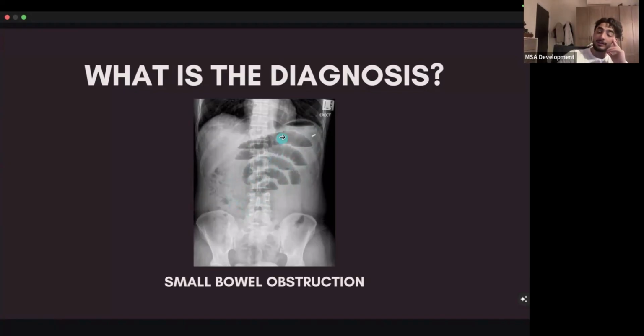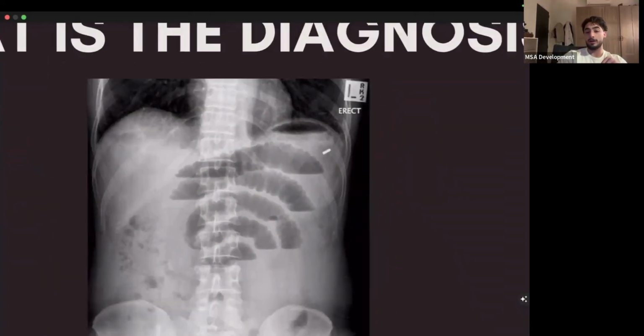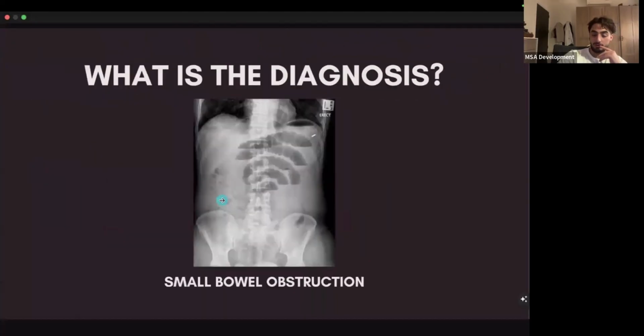Okay, and we also have the valvulae conniventes, which are basically these little lines that go through the entire diameter of the small bowel. If you see these lines stopping right here, then that could be a colon obstruction or a large bowel obstruction. But if they're going through the entire diameter of the lumen, then this is a small bowel obstruction.